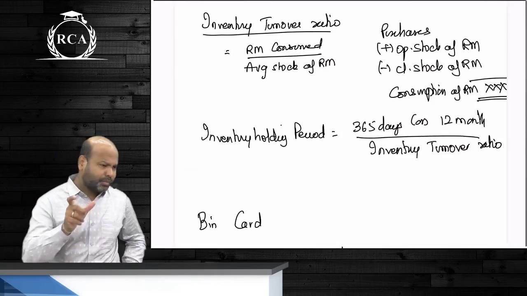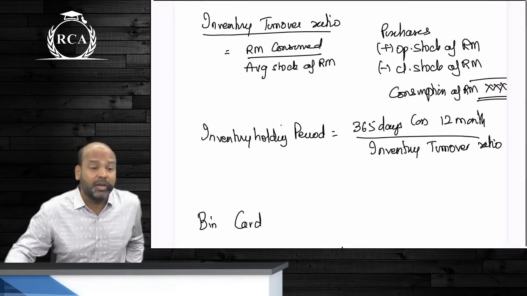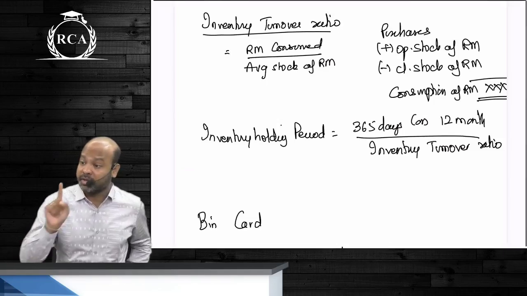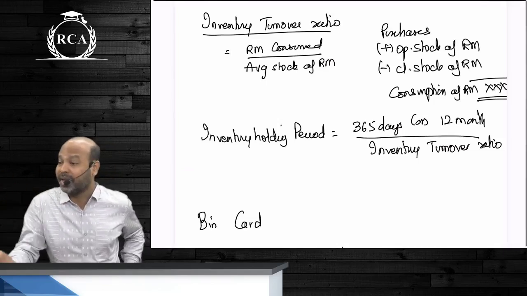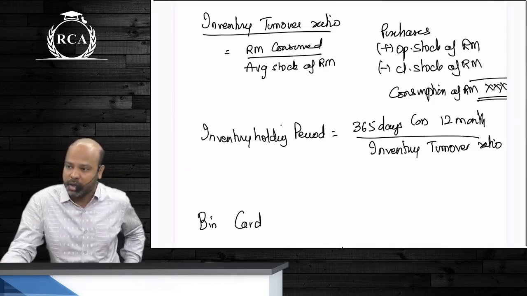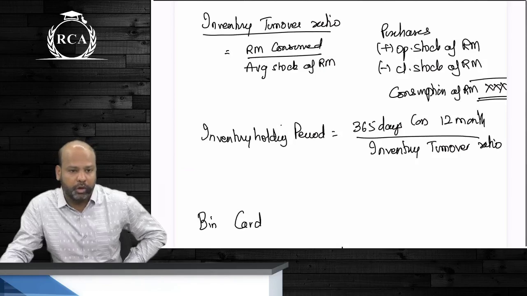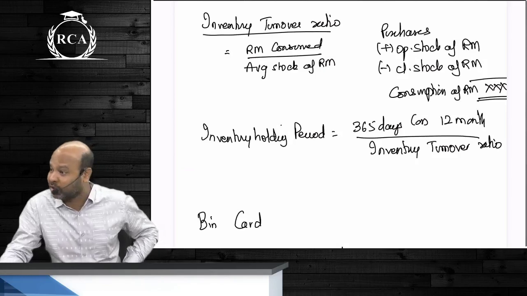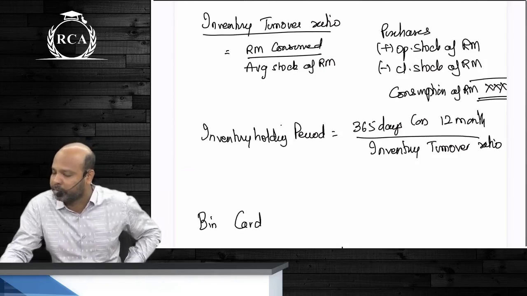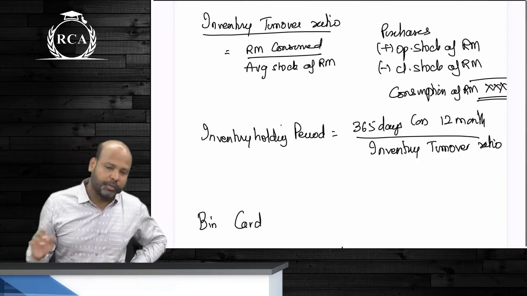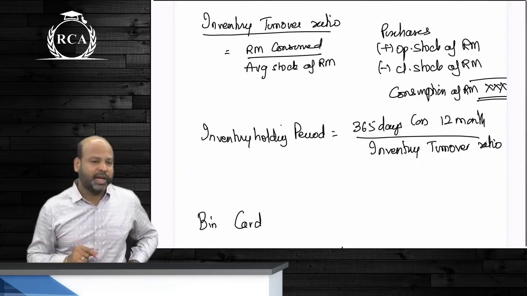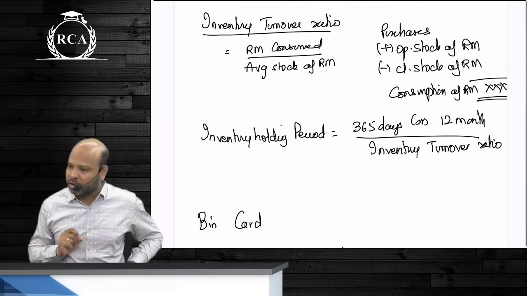So inventory turnover ratio will be equal to annual consumption of raw material divided by average stock of raw material. We are not doing it for finished goods. We are not doing it for work in progress. We are doing it for raw materials. That is why it is annual consumption of raw material divided by average stock of raw material. COGS divided by average stock is for finished goods, not for raw material.